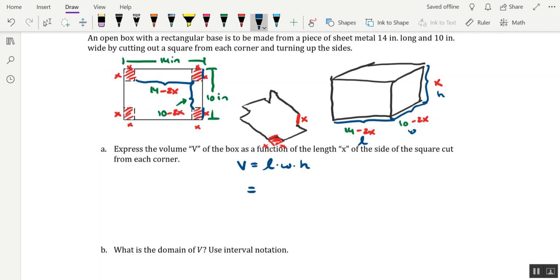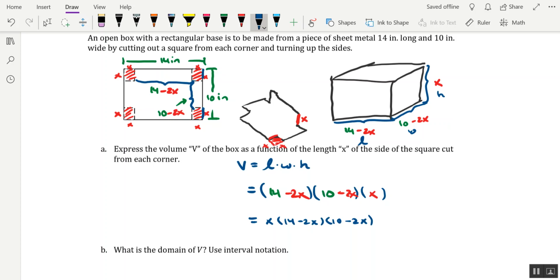So all we have to do is just substitute those expressions in, and I'll use parentheses. So 14 minus 2x, 10 minus 2x, and then x. And I'm going to rewrite that so that x is in front. So we have x times 14 minus 2x times 10 minus 2x. And I would leave it in this factored form. It's a little easier to type in the graphing calculator.